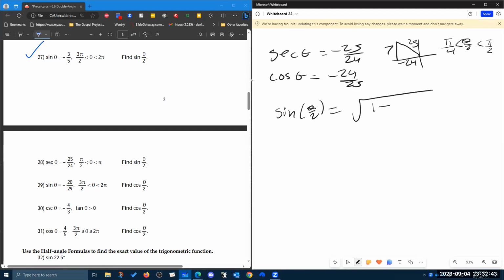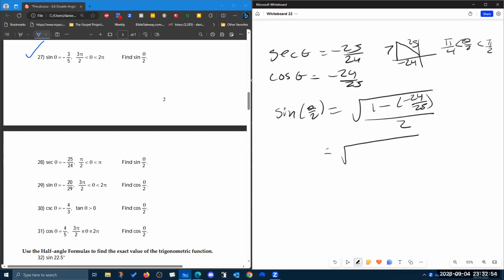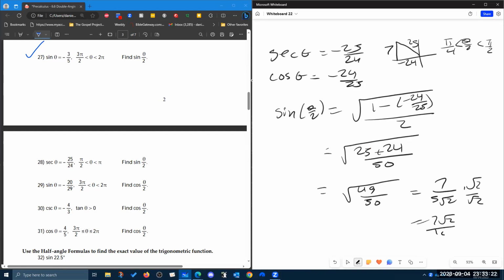It's going to be the square root of 1 minus this cosine value over 2. It's going to be 1 plus 24 over 25, which is 25 plus 24 over 50. It's going to be 49 over 50, which is 7 over 5 root 2, or 7 root 2 over 10.